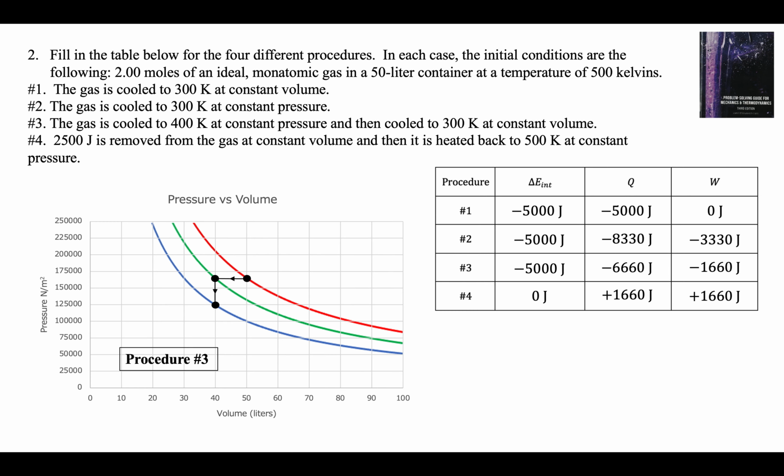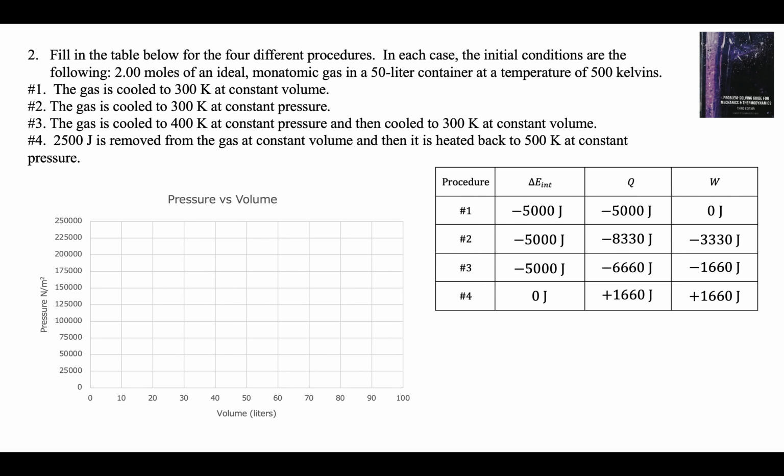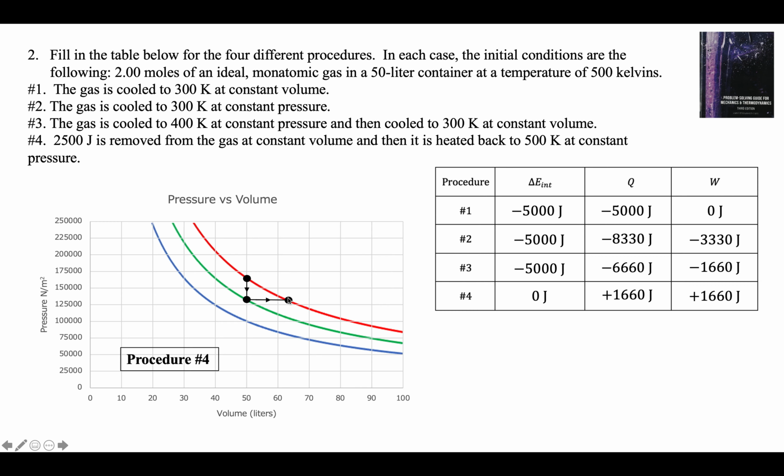The last procedure is a little bit different. We take out 2,500 joules at constant volume, so it's going to drop straight down. Then we heat it back up to 500 at constant pressure, which means it's going to go to the right. We're going back to 500. So that's this procedure. Starting at the same point, taking out 2,500 joules at constant volume, heating it back up to 500 kelvins. So there are the isotherms there, and hopefully it's all making sense.